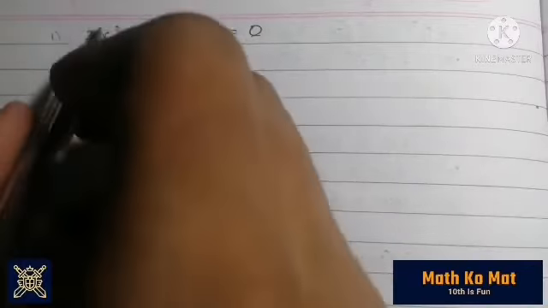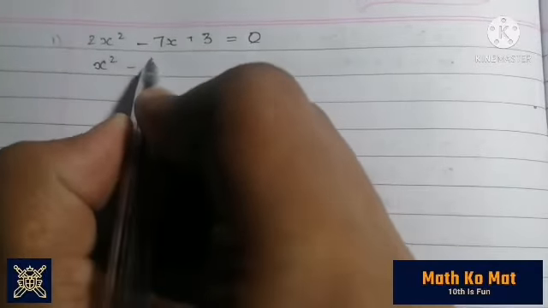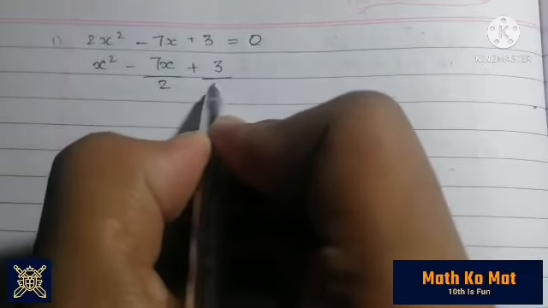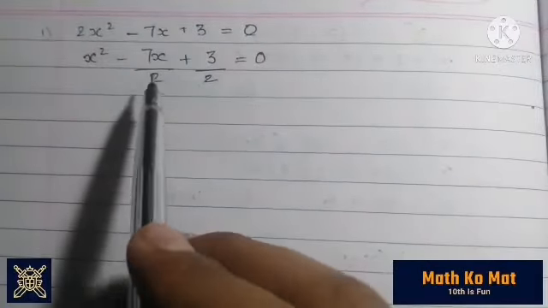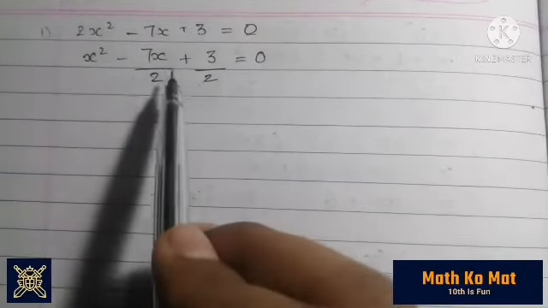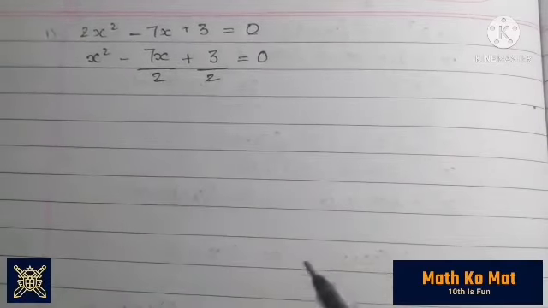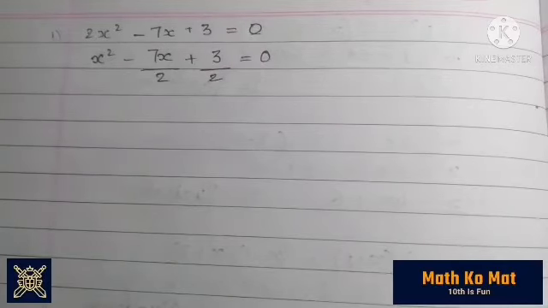So when you divide 2x square by 2, you get x square, minus 7x by 2, and plus 3 by 2. 0 by 2 is 0, so it's 0 only. Now what you will be doing is adding and subtracting the same amount. For example, if you have 10 rupees, and you add 5 rupees and take 5 rupees, you are again left with 10 rupees. So no change. This is a very basic concept of mathematics. Adding and subtracting the same thing does not make any change.